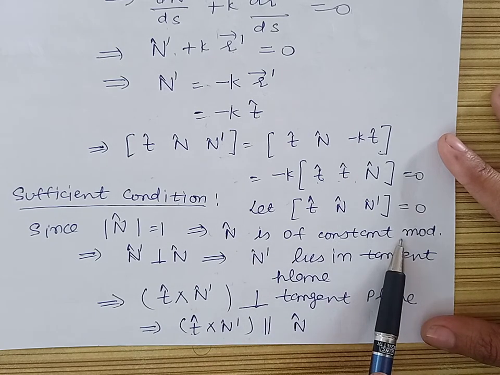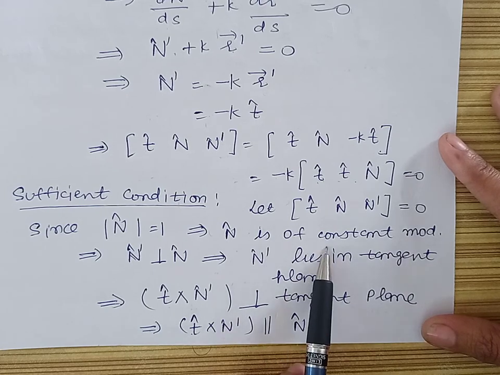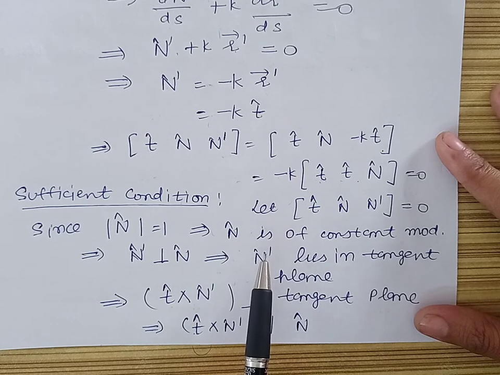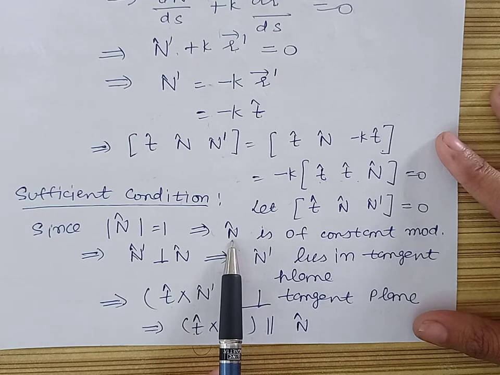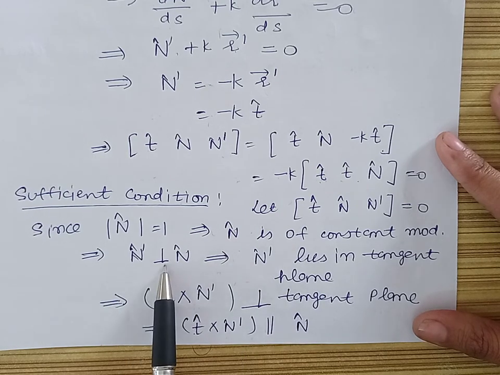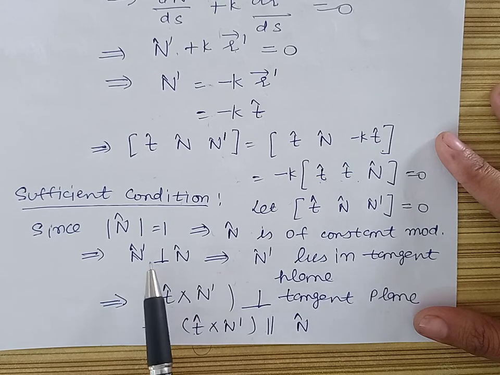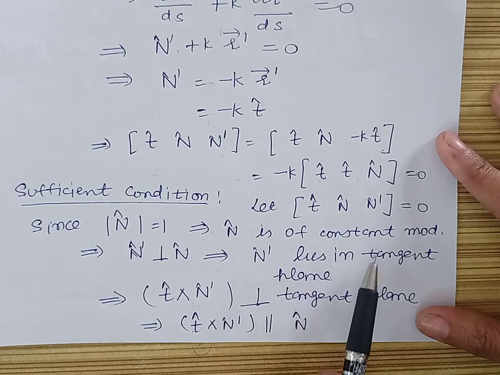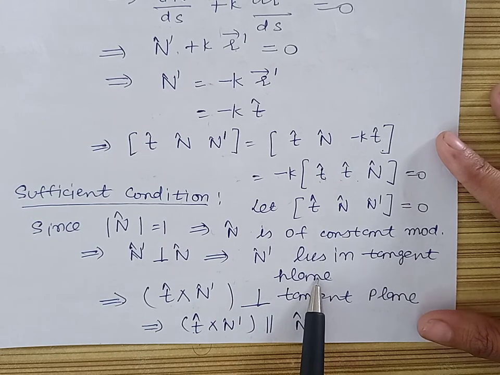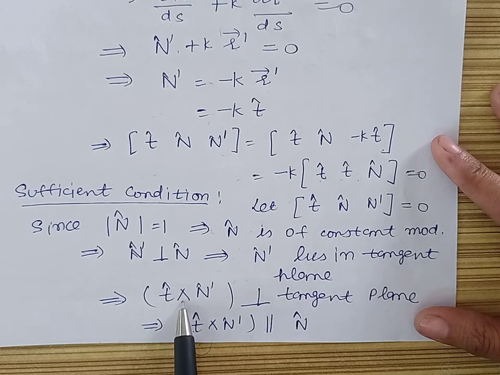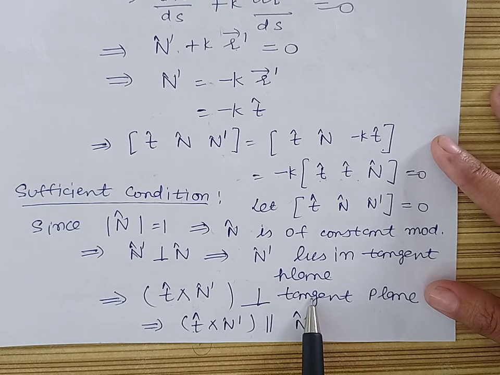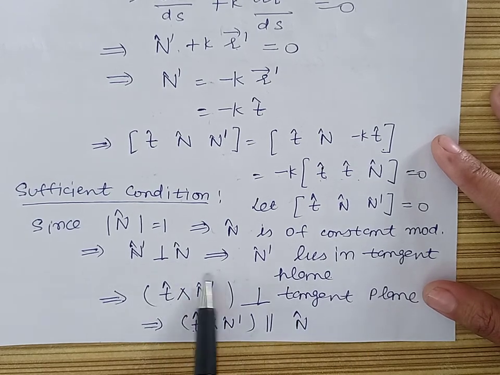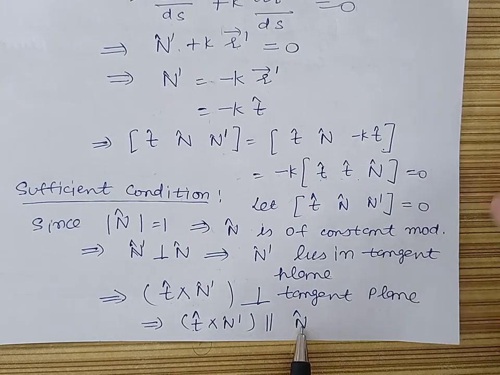And we already discussed in vector calculus that a vector is of constant magnitude if and only if its dot product with its derivative is 0. It means the vector n dash will be perpendicular to the vector n. Because these two vectors are perpendicular, the vector n dash lies in the tangent plane. And therefore we can say that the vector t cross n dash will be perpendicular to the tangent plane. Now because this is perpendicular to the tangent plane, this vector will be parallel to the vector n.